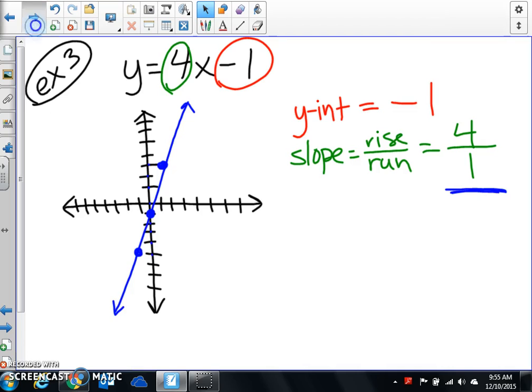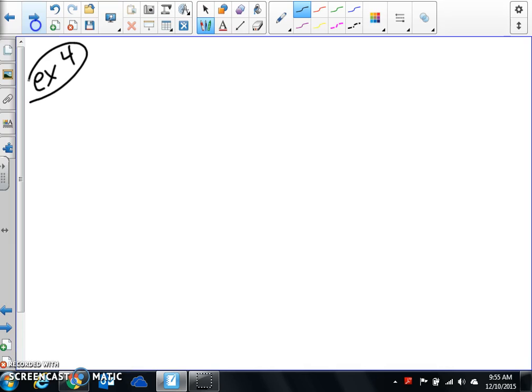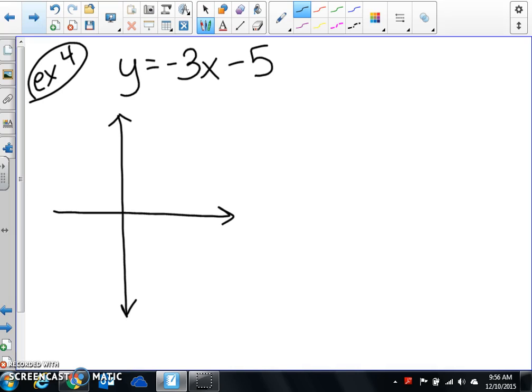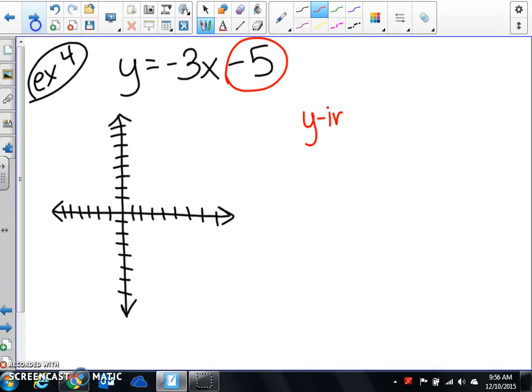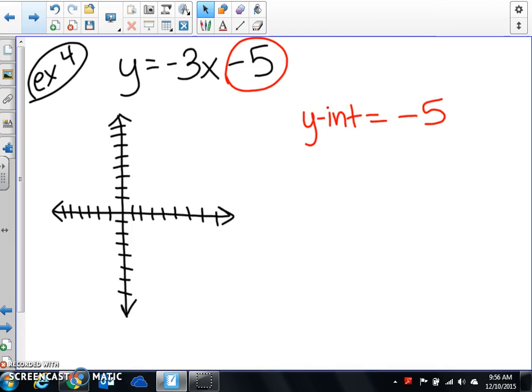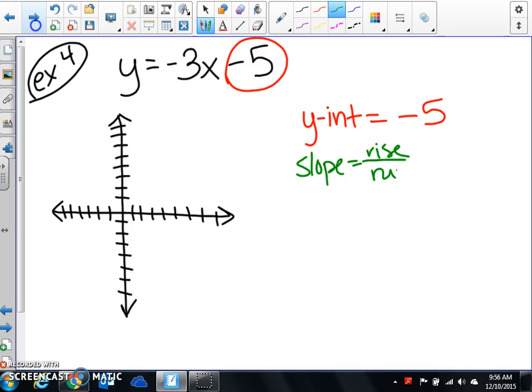Let's do one more. y equals -3x minus 5. Last one, and then we'll do practice problems. Okay, so my y-intercept is equal to -5. My slope is rise over run, which is -3. So I need to put that over 1. And now I start plotting.